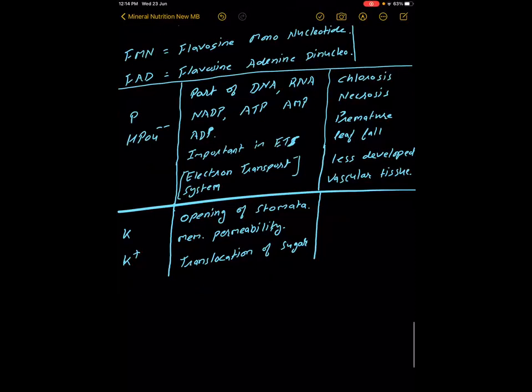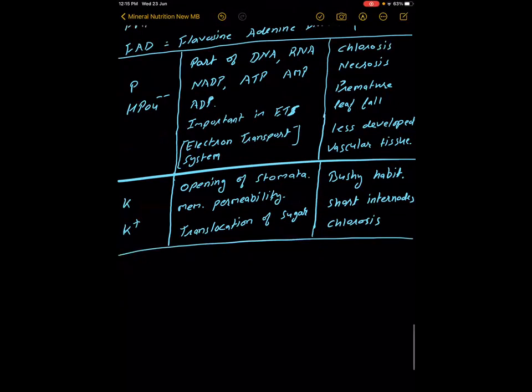This bushy habit is developed in the plant, with shorter internodes, and chlorosis.